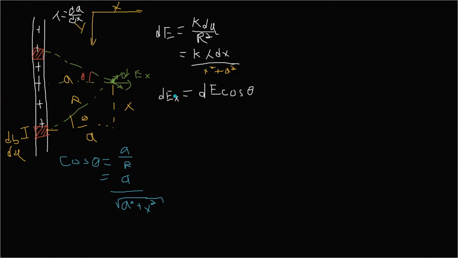And so now we can substitute this back in for dEx. So we have dE, which is k lambda dx times x squared plus a squared, and then we're going to multiply this by a over a squared plus x squared, and then we're just going to take the square root.